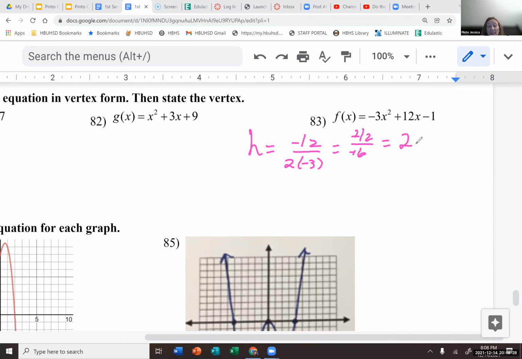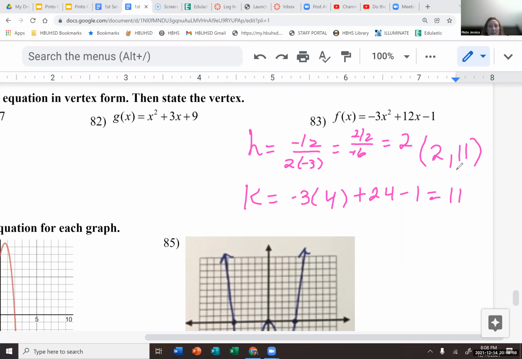So now plugging this in to find k with the a value is going to be a little bit more challenging. I've got k is equal to negative 3 times 2 squared, which is 4. And then plus 12 times 2, 24, minus 1. No, not that much harder. This is just negative 12 plus 24, which is 12 minus 1, 11. So 2 comma 11.